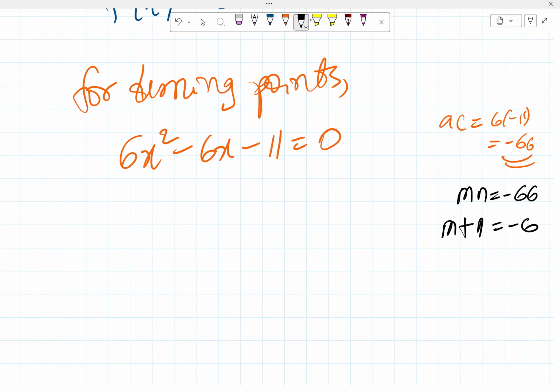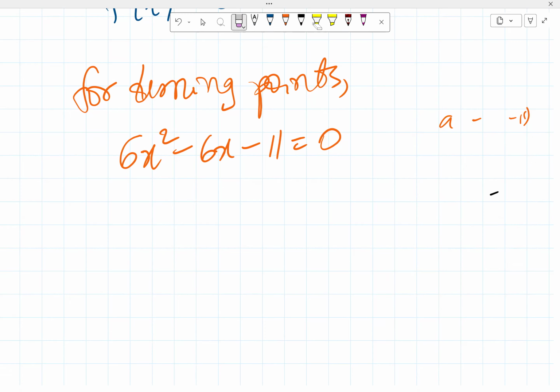Is this going to work? Let's see. Okay, let's use the formula method because this one is looking like it may not work. 11 and 6 is not working for sure.